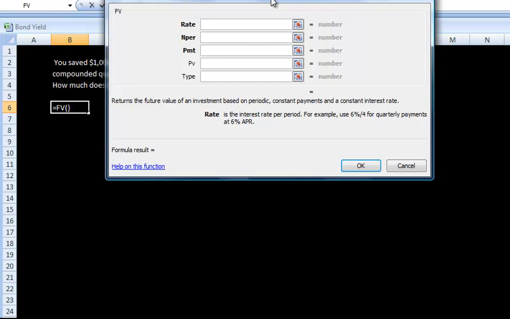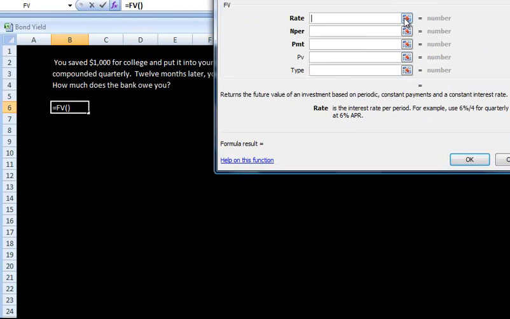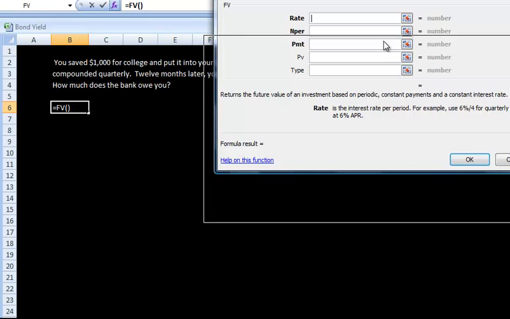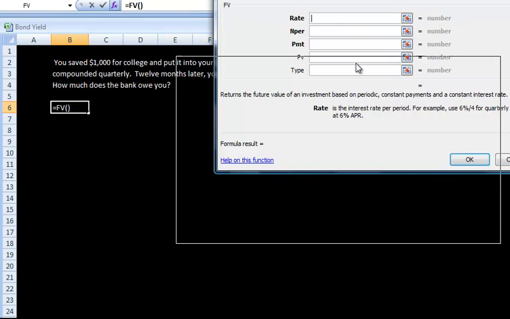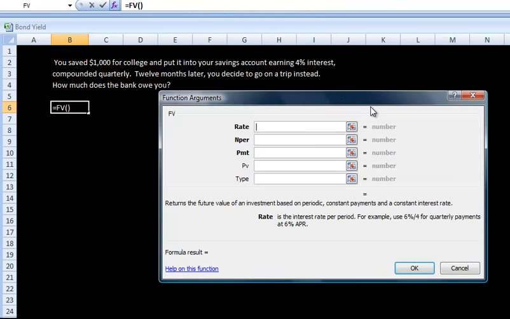Okay, so what's our rate? Our rate is 4%. And I just want to make sure I got this on the screen so you can see it. 0.04. And we're going to pay it quarterly, so there's 4 quarters, so we're going to divide that by 4.